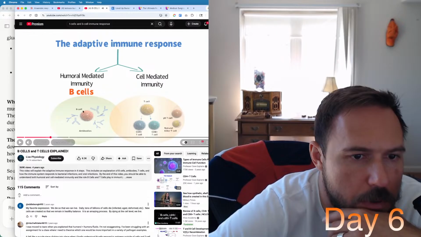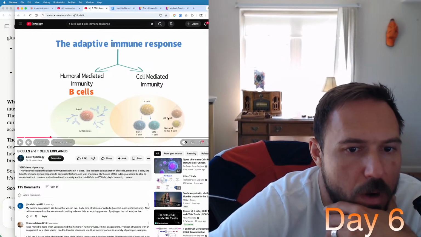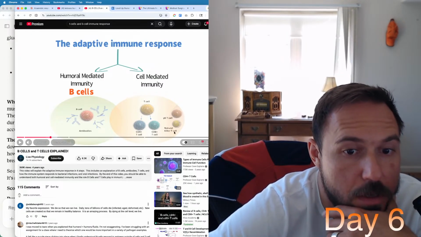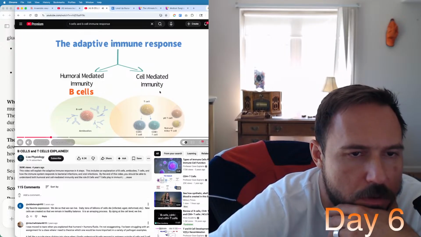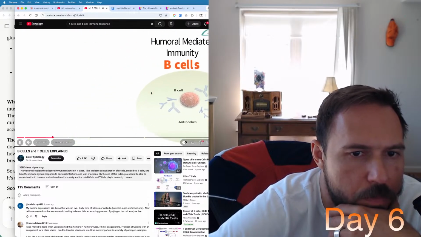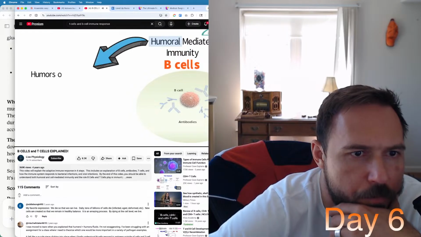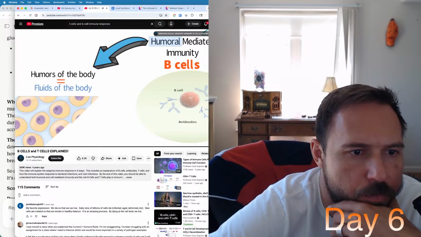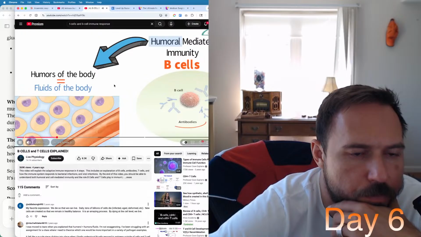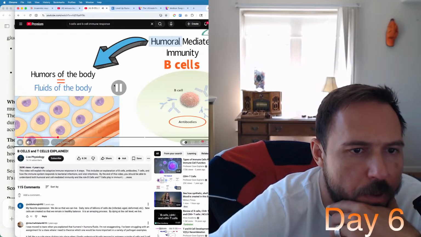B cell, antibodies. T cells: CD4 plus, CD8 plus, gamma delta T cell, natural killer T cell. Cell-mediated immunity is the name for the immunity provided by T cells. Humoral is Old English, referring to the humors of the body, meaning the fluids of the body. B cells are able to provide immunity in the humors, or fluids of the body, because B cells secrete antibodies to circulate throughout the blood and other fluids.